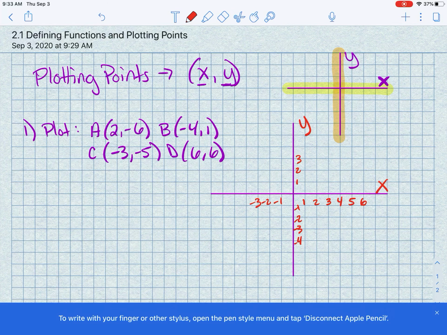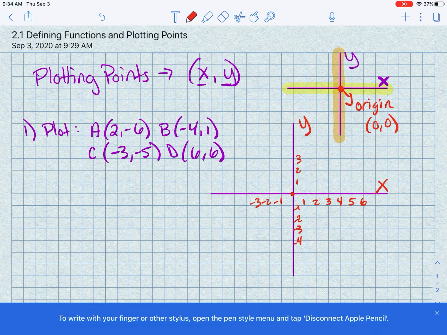Remember, as we go right, we're going up with our x's. As we go left, we're going down with our x's, so those are the negatives. This point right here is called the origin. I'll label it up here for you so you can name that. That is the origin, which is at 0, 0. So that's where you start counting for everything. Your y's, as you go up, are going positive and getting higher. As you go down, they're negative and getting lower. So let's go ahead and put these points on the graph.